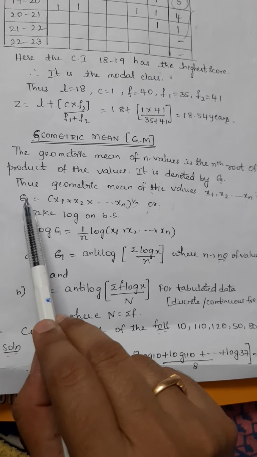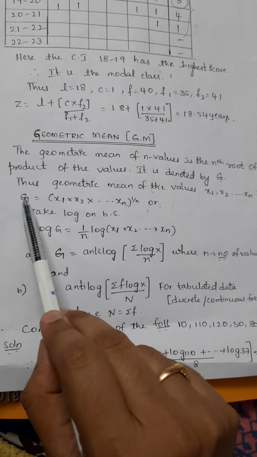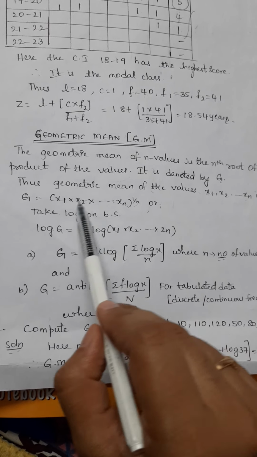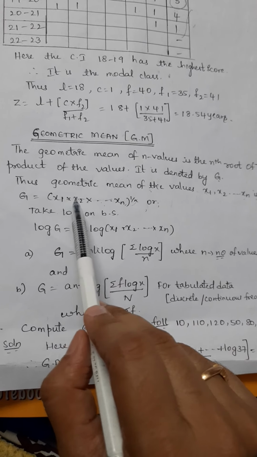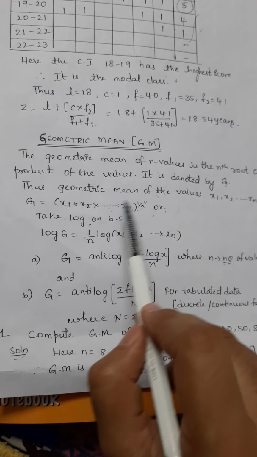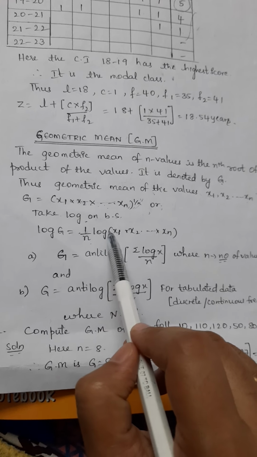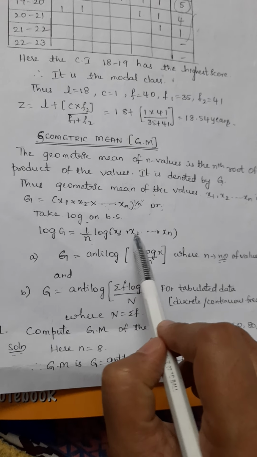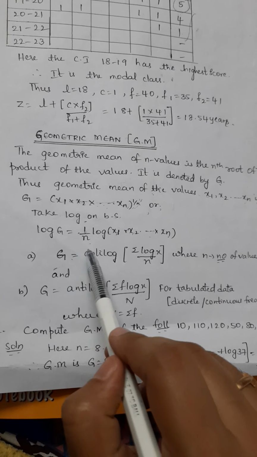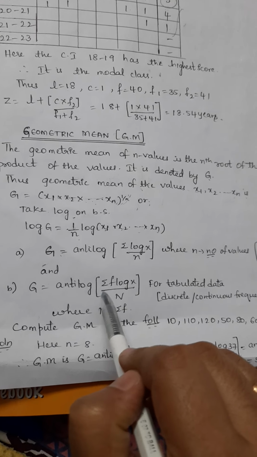Or as I said, we should take log on both the sides. By taking log on both the sides, log G equals, when I apply log to RHS, it will be in the form of log m into n into etc. whole to the power n. So it can be written as n log m. So 1 by n times log x1 into x2 etc. xn. Here we have two different formulas. One is for ungrouped data and the other one is for grouped data.